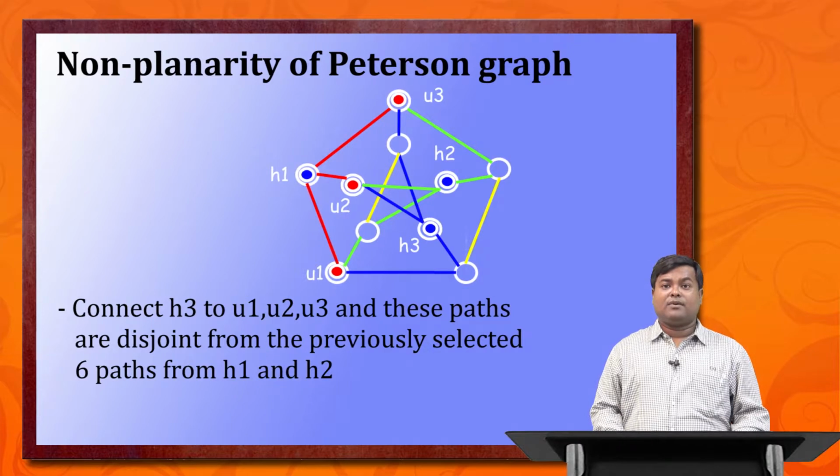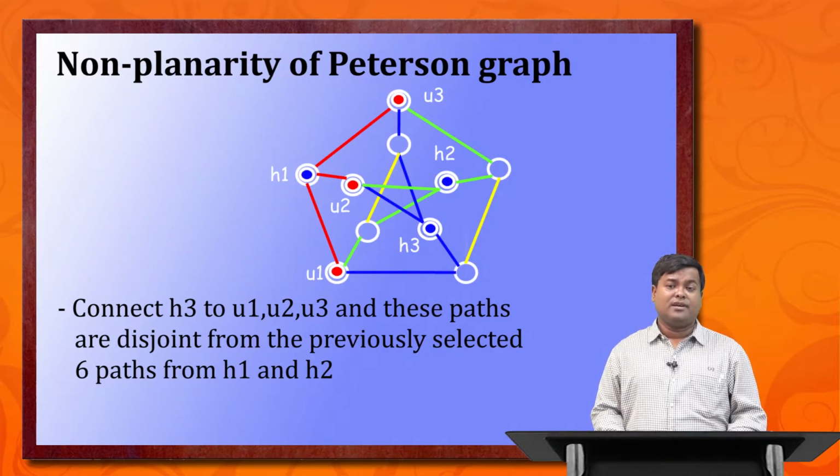So what we have got is, we finally found something: H1, H2 and H3. This is one group of vertices, and U1, U2, U3 is another group of vertices, and probably we are heading towards K33.